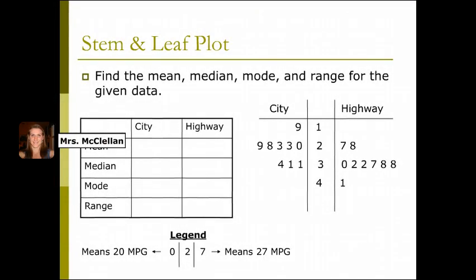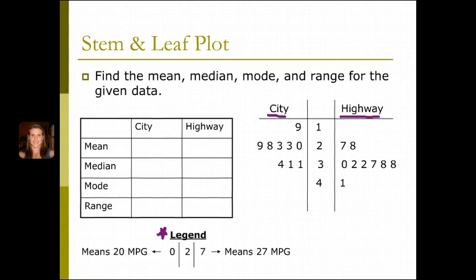Okay, so now let's look at an example where we have a double column stem and leaf plot. When you have a double column stem and leaf plot, you're comparing something. So in this case, we're comparing city miles per gallon and the highway miles per gallon. Let's take a look at our legend and find out what this means.